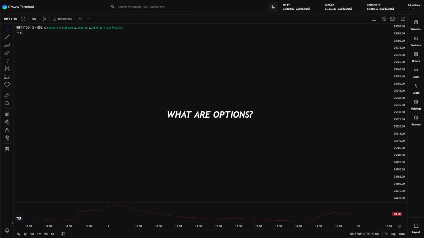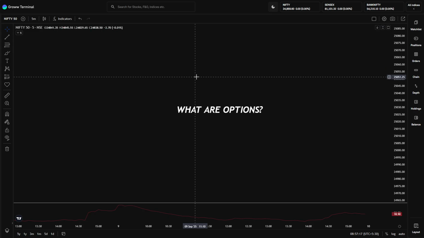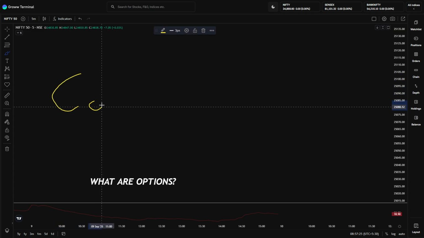Ever wondered how traders make money if Nifty barely moves, or why retail traders love buying weekly Nifty options? Well, let's break it down. An option is a derivatives contract. Its value comes from something else, usually Nifty, Banknifty, or a stock like Reliance. There are two types, a call option and a put option.